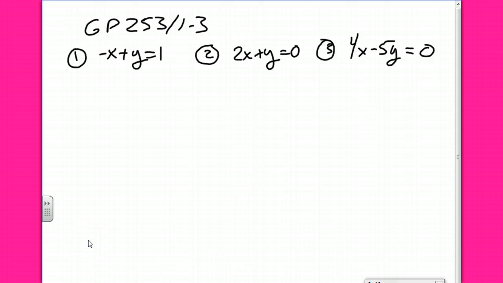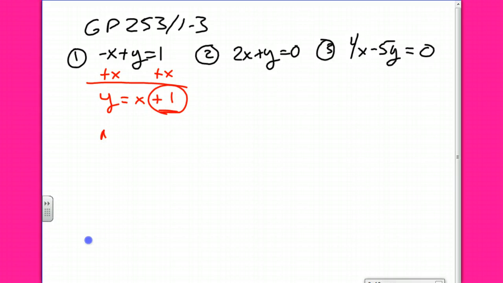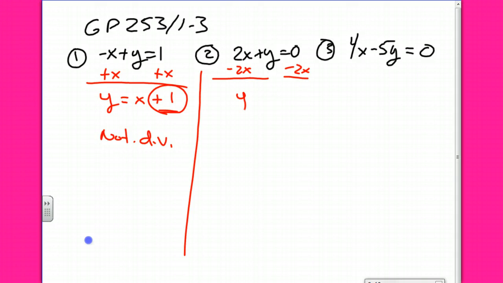Okay, in number 1, we just add x to both sides, and we find that y equals x plus 1. Uh-oh, we've got a y-intercept at 1, so not direct variation. Number 2, if we subtract 2x from both sides of the equal sign, y equals negative 2x. Yes, this is direct variation, and the constant is negative 2.